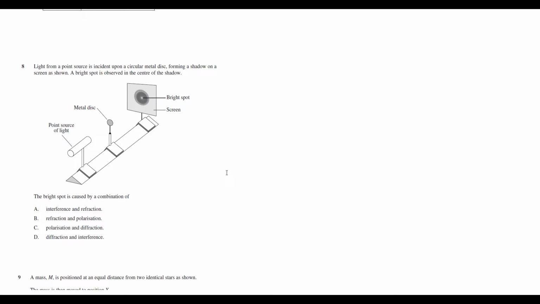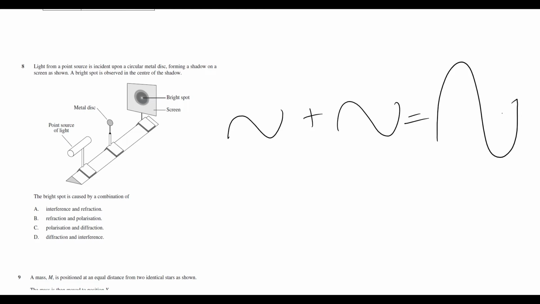To get this question correct, we just need to know essentially what these terms actually mean. Interference is the superpositioning of these waves, so it means you can add maybe 2 waves that look like this, and then the resultant wave would be something like that.